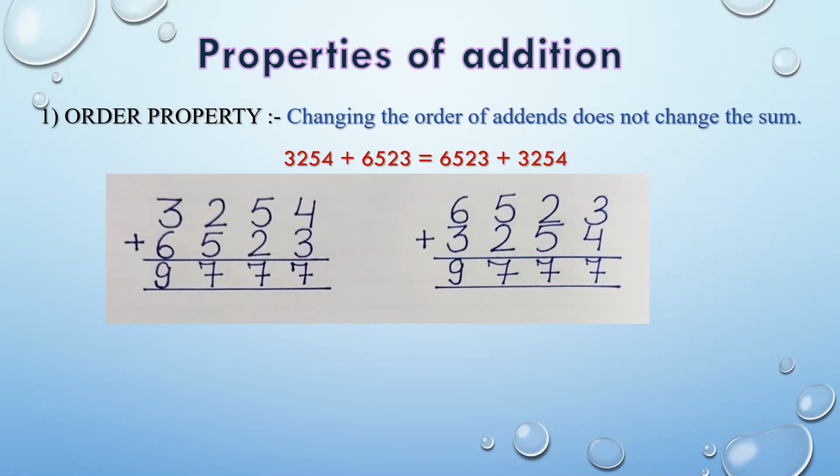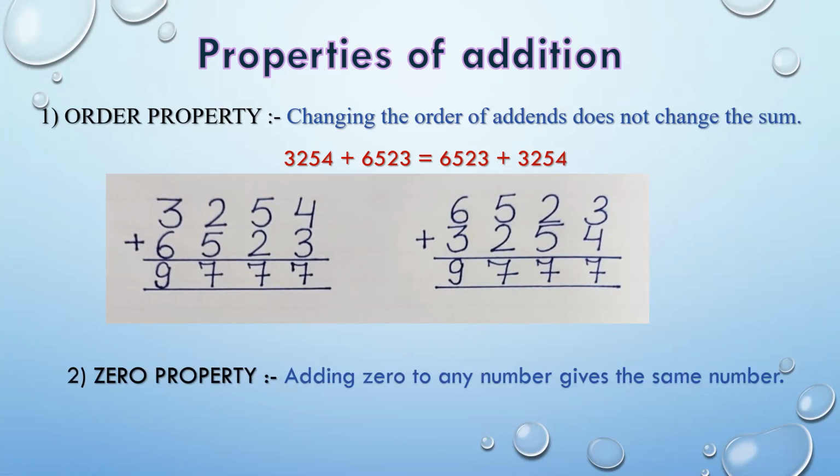Now we'll move to the second property, that is zero property, which means adding 0 to any number gives the same number. Let's understand with an example. So we have 2,879 plus 0. When we add 0 to this number, we get 2,879 as a sum. So you can see that if we add any number with 0, we get the number as a sum.